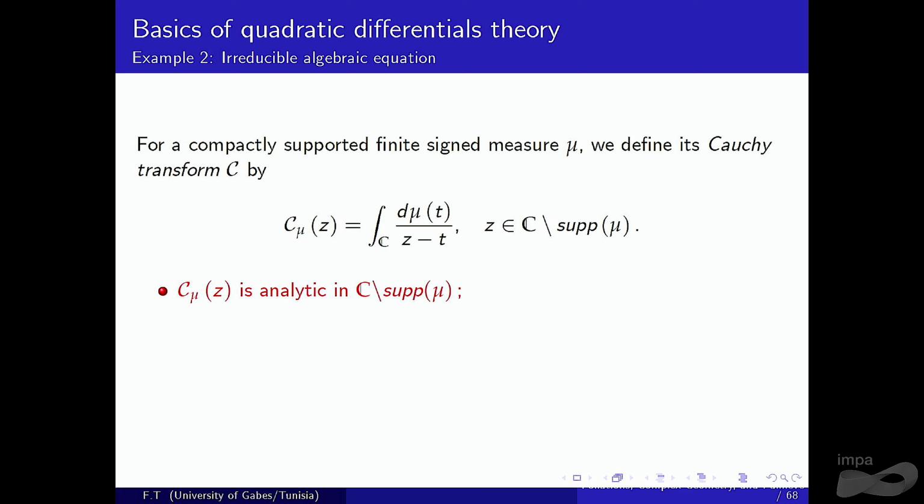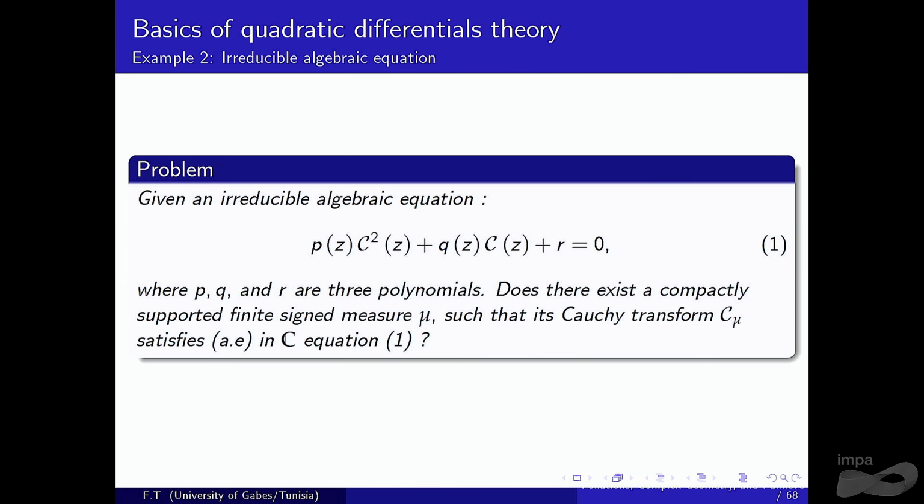Now, if we consider the second example, the case of irreducible algebraic equation, we define the Cauchy transform of a signed, finite, compactly supported measure mu. Of course, we know these properties of the Cauchy transform, and we consider the following problem.